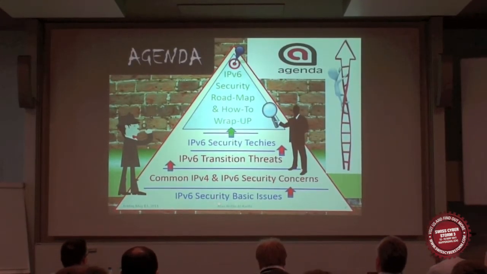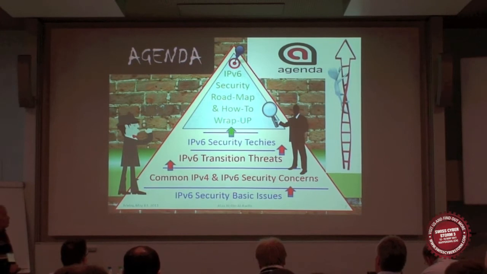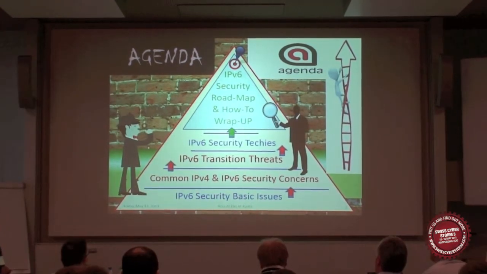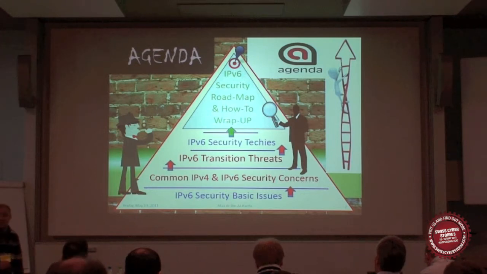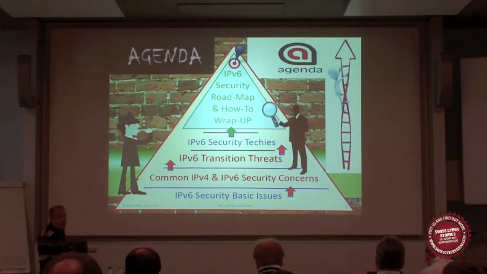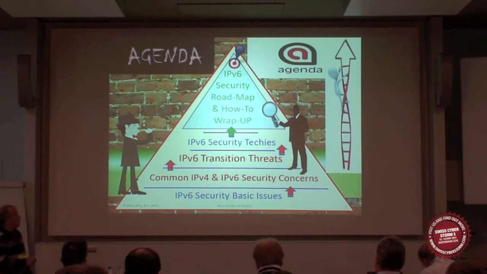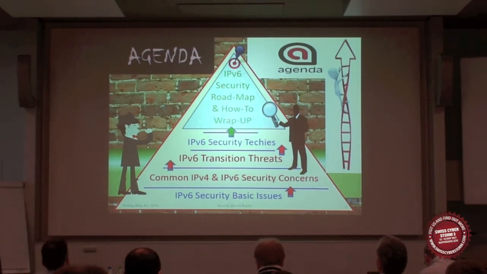I will speak about IPv6 security basics, and we go one step further to the common IPv4 and IPv6 security concerns. And then we step further to the IPv6 transition threats, and more step for the IPv6 security techies, which is quite big and evolving, and new tools are adapted. And then the final hit will be our security roadmap, how to for the IPv6 deployer and network platforms. So I hope this flow of information will be interesting for you.